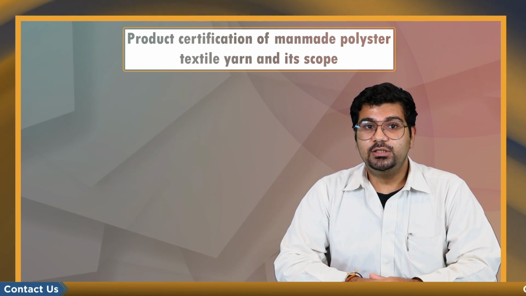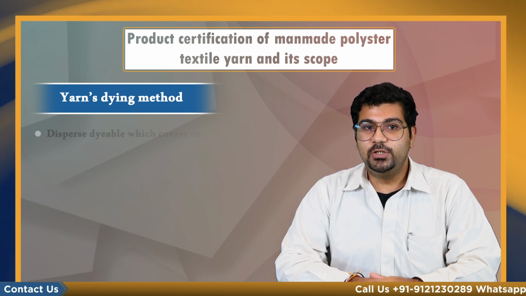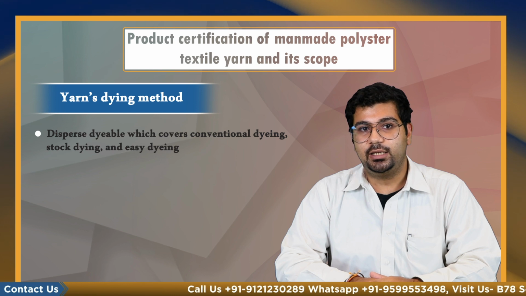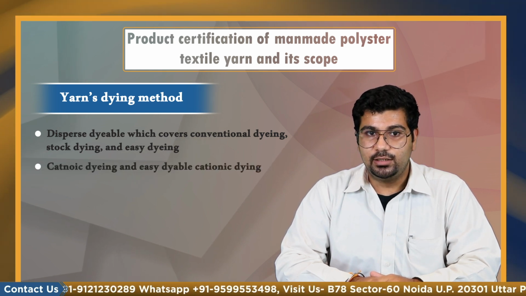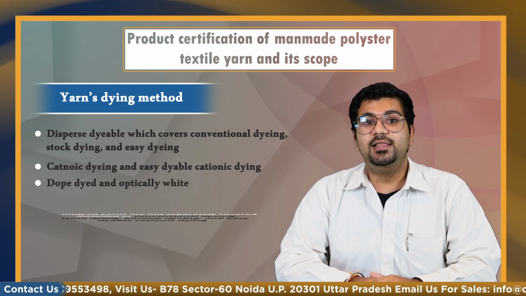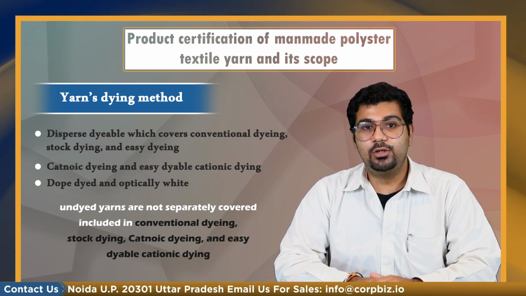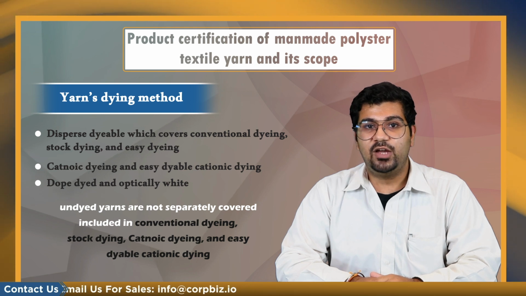Similarly, classification is also based on yarn's dyeing method. Number 1. Dispersed dyeable, which covers conventional dyeing, stock dyeing and easy dyeing. Number 2. Cationic dyeing and easy dyeable cationic dyeing. Number 3. Dope dyed and optically white yarn. While the undyed yarns are not separately covered in the standard, they are included in conventional dyeing, stock dyeing, cationic dyeing and easy dyeable cationic dyeing.